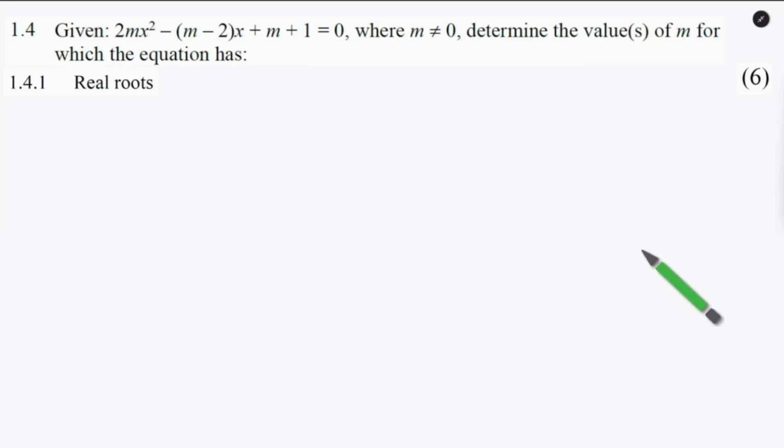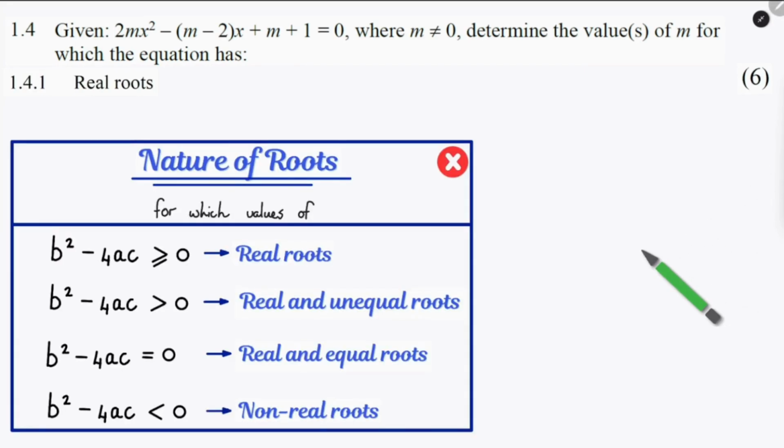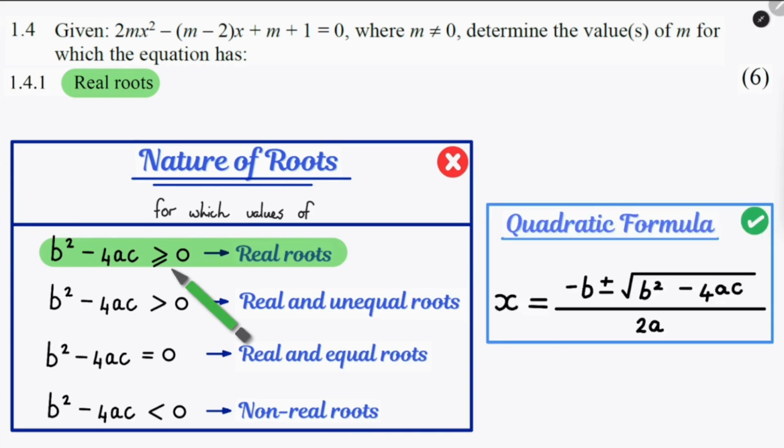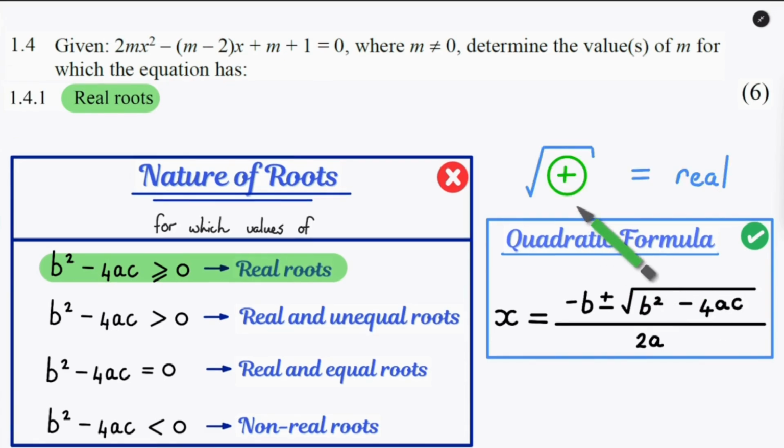Coming up next, we have the nature of roots for 6 marks. So we've been given an equation and we need to find the values of m for which it has real roots. So if I want real roots, I'm going to gun for the following equation. Now I want b squared minus 4ac to be greater than 0, because b squared minus 4ac sits underneath the square root inside the quadratic formula. And if I square root something that's positive, that's going to give me real numbers.